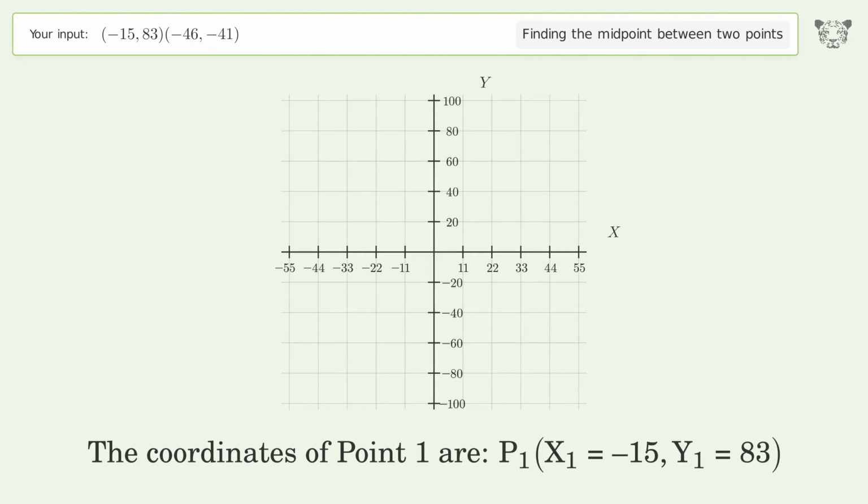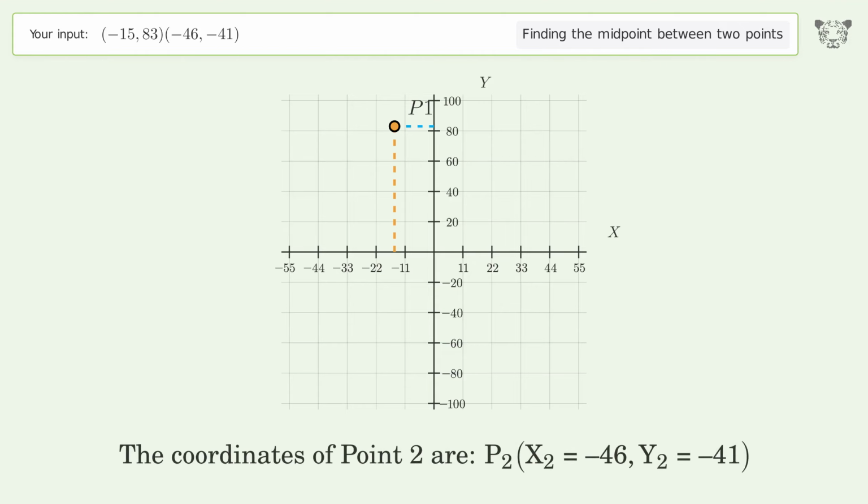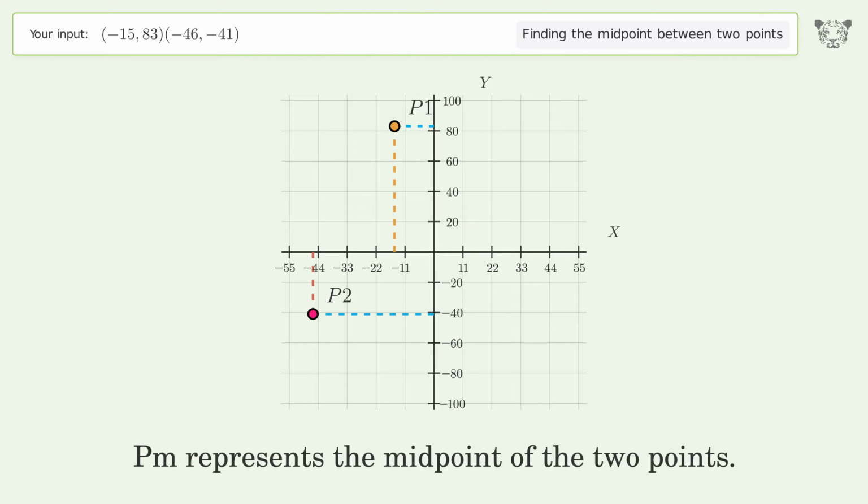The coordinates of point 1 are, x1 equals -15, y1 equals 83. The coordinates of point 2 are, x2 equals -46, y2 equals -41. PM represents the midpoint of the 2 points.